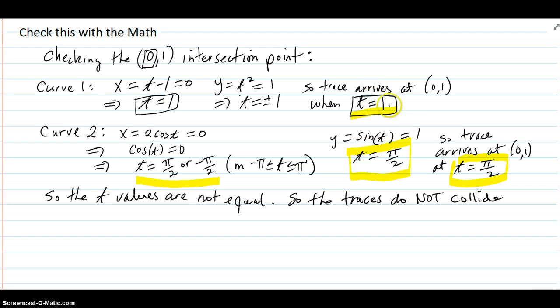These two here and here are not equal, and that proves mathematically that the traces do not collide as the t values go through their range of values, because t is 1 when the first curve arrives at 0, 1, and t is pi over 2, which is not 1, when the second curve arrives there. That's why they missed.